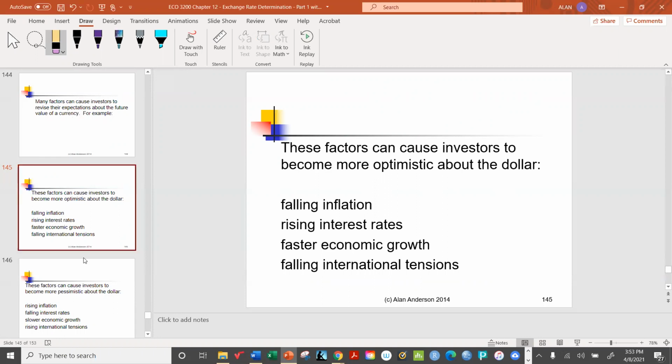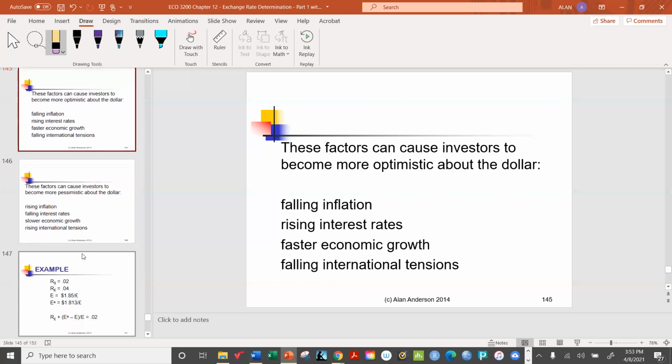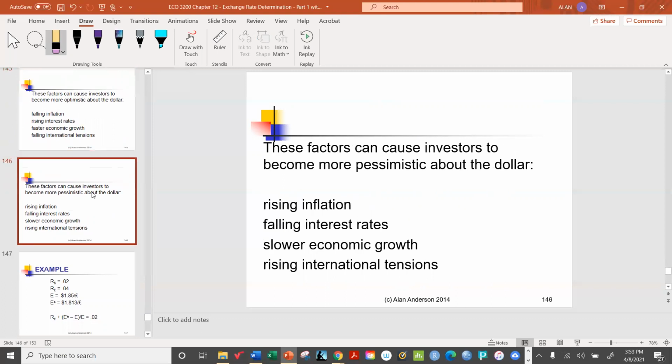On the other hand, if any of these works in the opposite direction, then you would expect, of course, people will become more pessimistic about the dollar. If we just reverse any of these, like, for example, rising inflation or falling interest rates or slower growth or rising tensions, any of those could cause the dollar, or at least our expectations, to move towards pessimism, which means we expect a weaker dollar.